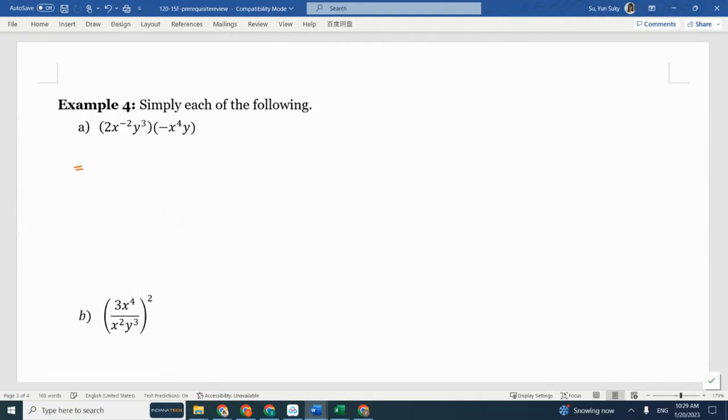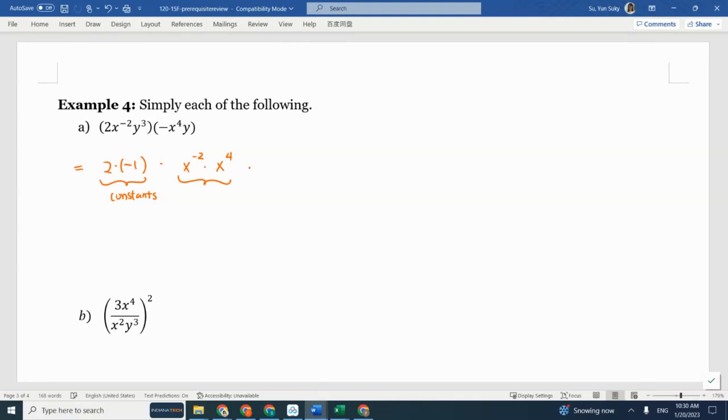What are the constants? Here we have 2 is the constant. And then here the constant is -1. Right, everybody? So the constants you can think of as 2 and -1. And now, how about the x power? X to the -2, right? Here, x to the 4. So these are the x.